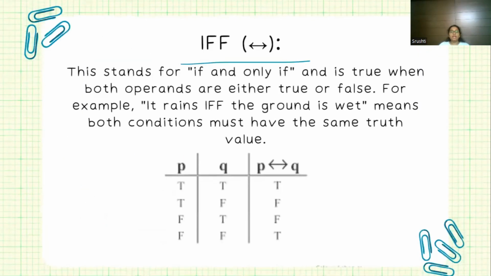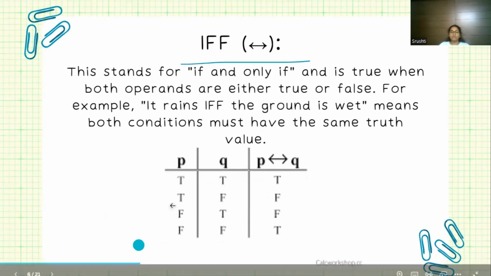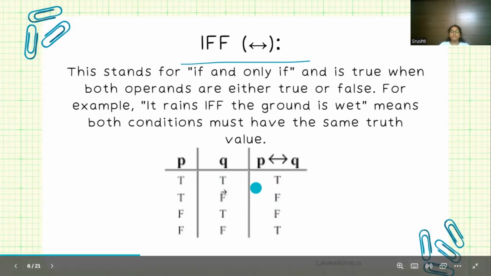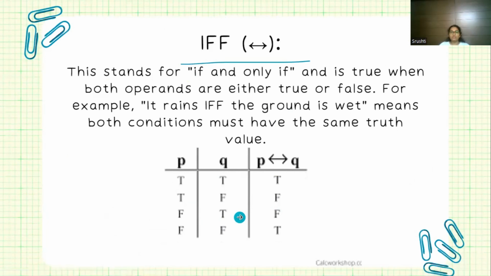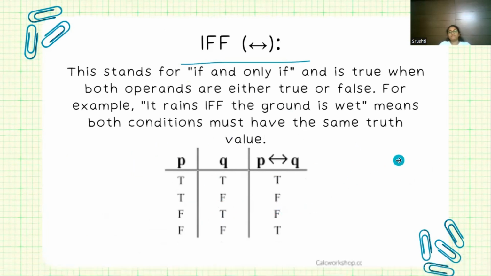If and only if. This stands for if and only if and is true when both operands are either true or false. For example, it rains if and only if the ground is wet, meaning both conditions must have the same truth value. Here, if the values of both inputs are true or both false, then the output is true. If one is false and the other is true, then the output is false, as you can see in this truth table given here.